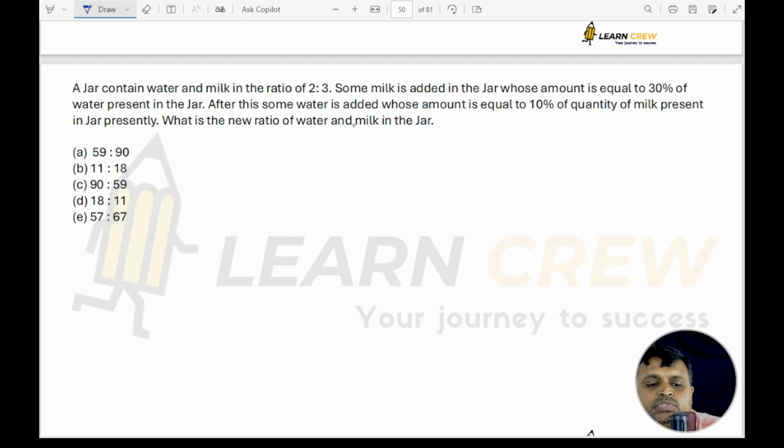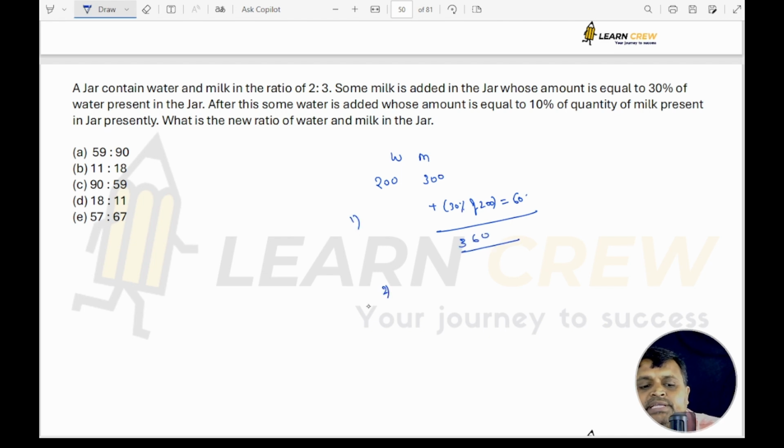So it is some 200, it is some 300, right? It is given that water and milk initially are some 200 and 300, I am taking. And now milk is added, 30% of water. 30% of 200 is how much? 60. So 60 is added. Thereby now milk becomes how much? 360. This is the first condition.